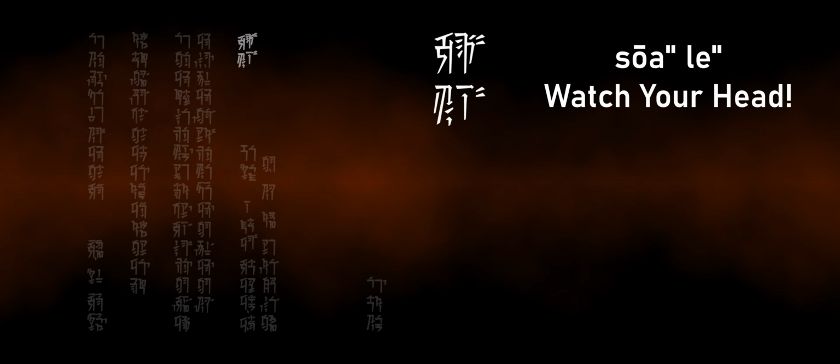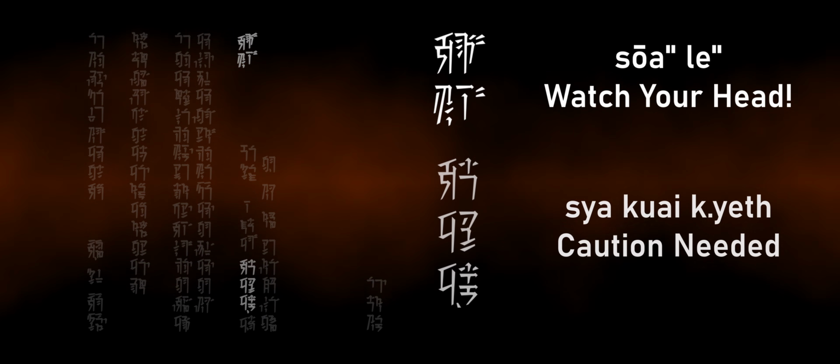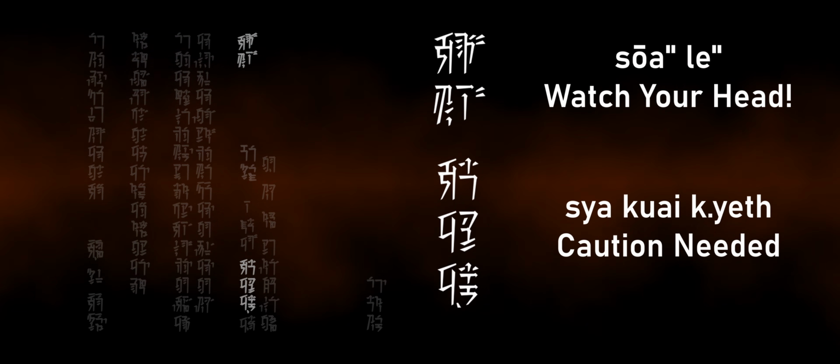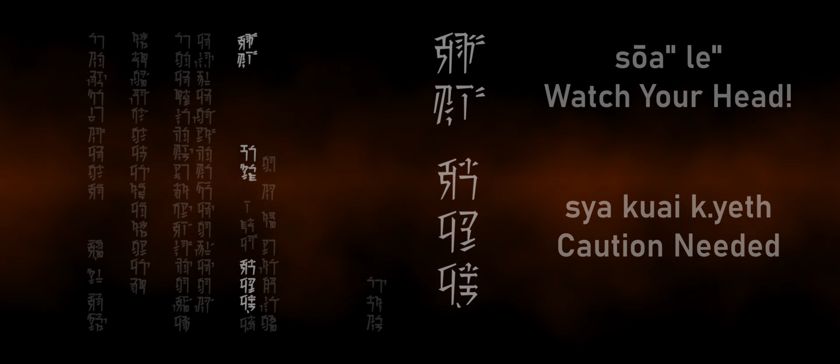The next line across, which had the safety labels of keep clear and danger, has a couple more. There's Swale, meaning head warning, as in watch your head, and Tia Kwai Kieth, which is a sentence meaning caution needed. The final word in this block is Thasham, which just means access panel.